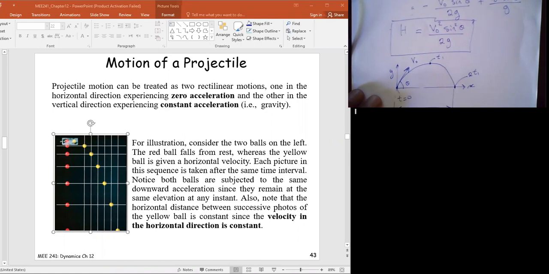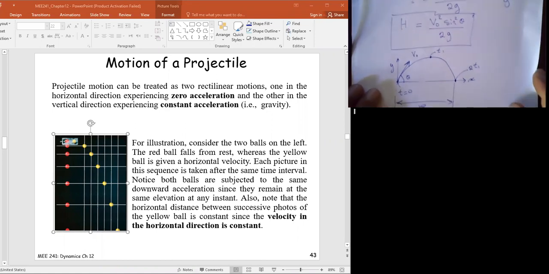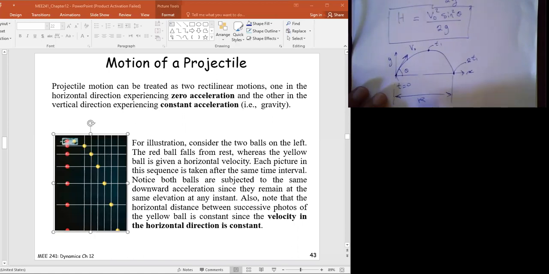Okay, Doctor, we want the distance, not the distance covered. Yeah, the distance covered. How can I find the distance covered? The distance covered is not simple, it's a parabolic curve, so we don't measure it directly. It's very difficult to actually measure the length of the projectile along its path.